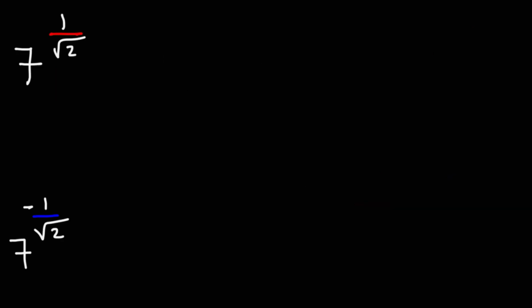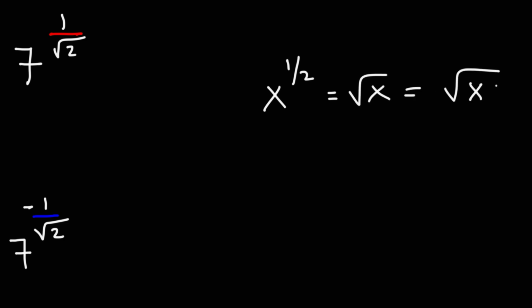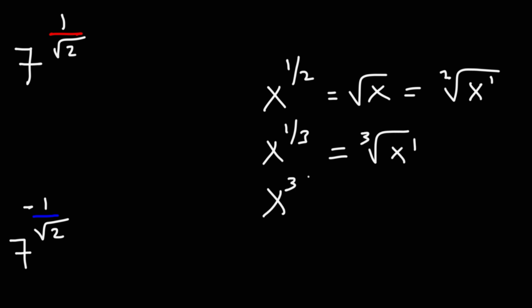How can we simplify this one? What is 7 raised to the 1 over square root 2? What is that? Before we go into that, let's talk about fractional exponents or rational exponents. X to the 1/2 is the square root of x. What it really equals is there's an x to the first power inside the radical with a 2 as the index number. X to the 1/3 is the cube root of x. X to the 3/4 is basically the fourth root of x cubed.